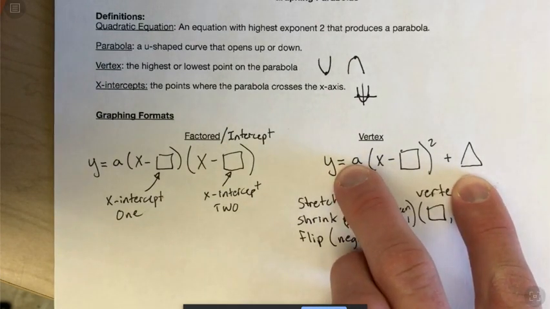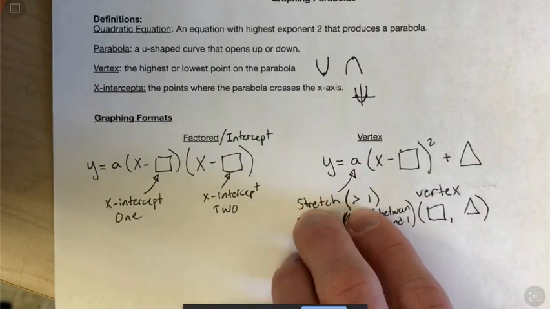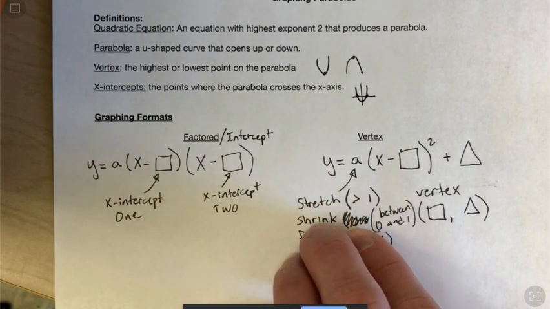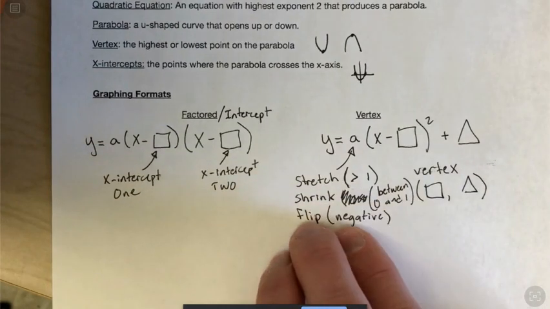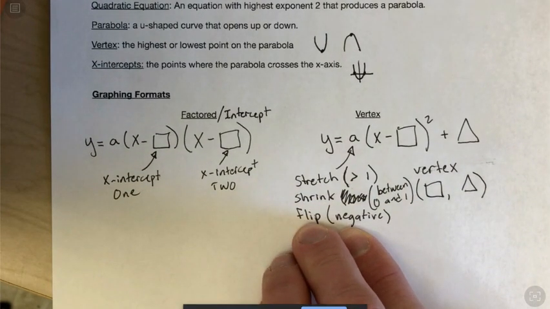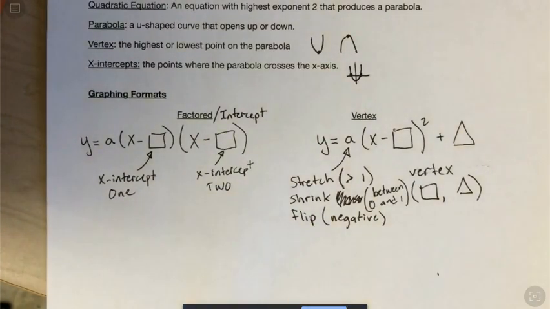A, we're going to have to experiment with because it can do a few things. It can stretch if it's a number greater than 1. It can shrink if it's a fraction or decimal between 0 and 1. And it can flip. So if the a value is negative, it'll flip. Let's take a look at some examples there.